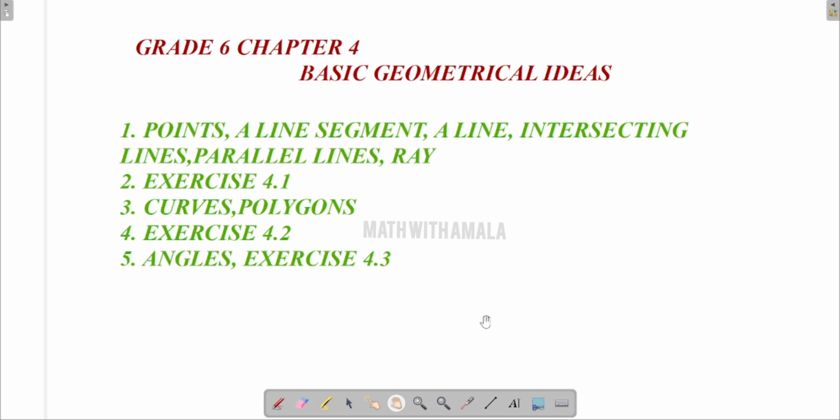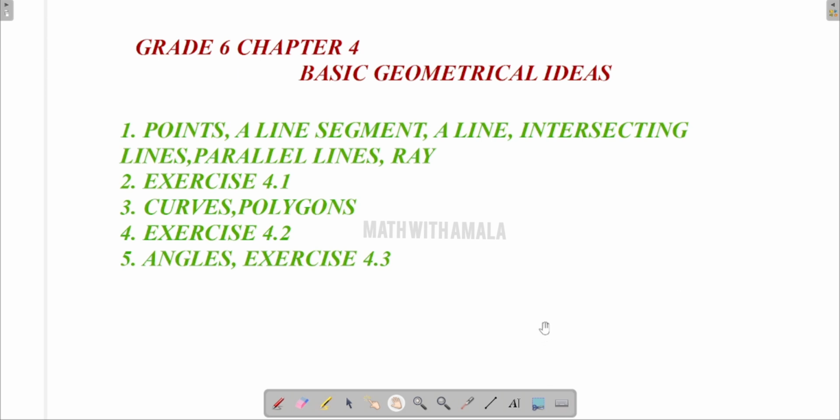Then in the second, exercise 4.1. Next, in the third, curves and polygons. And in the fourth, exercise 4.2. And finally, in the last one, angles and exercise 4.3 are included.